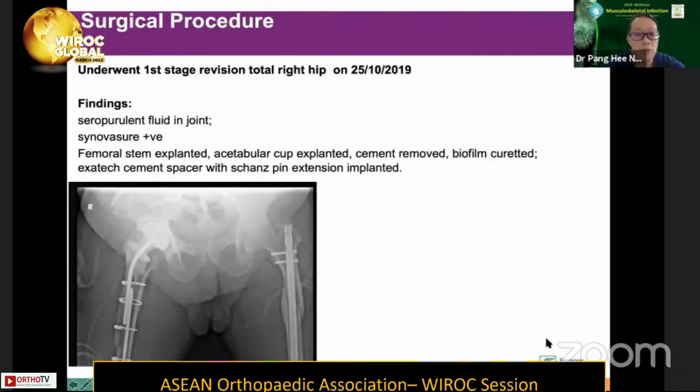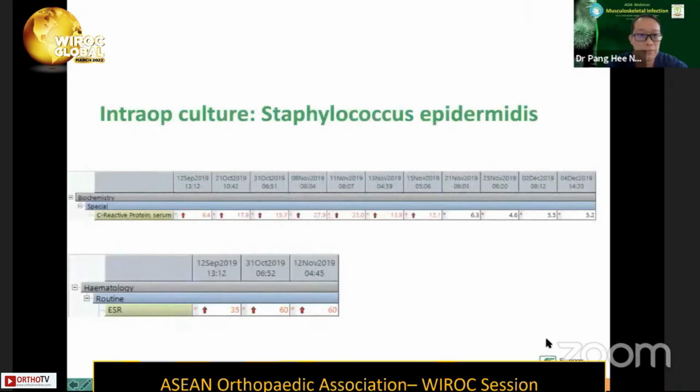In view of the positive synovial test, he underwent first stage revision of the hip replacement. We also encountered seropurulent fluid in the joint, which was in line with what the ultrasound aspirate yielded. We repeated another synovial test. It was positive. Therefore, everything was explanted, and an Exotex CN spacer with a trochanteric extension was implanted to protect the ETO. Intraoperative culture grew Staphylococcus epidermidis. This is from deep tissue culture.